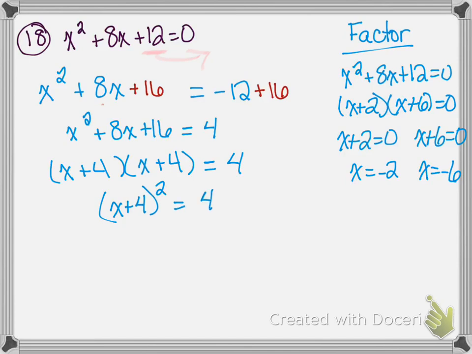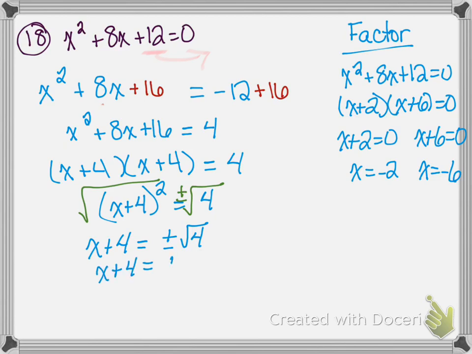Okay? Now our next step is to take the square root of both sides. So I'm going to take the square root of this side, and I'm going to take the square root of this side. But when I take the square root of the right-hand side, I have to include that plus or minus. So now I've got x plus 4 equals plus or minus the square root of 4. Now the square root of 4 can be simplified. So I have x plus 4 equals plus or minus 2. Okay? I subtract 4 from both sides, and I am left with x equals negative 4 plus or minus 2.